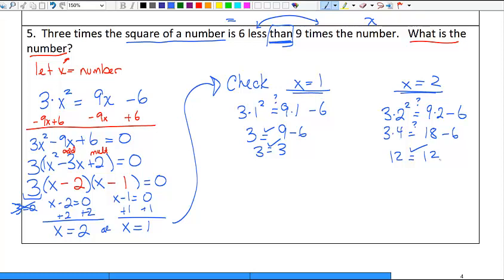Both of the answers will solve my word problem, but they don't go together. They're 2 unique answers. I just want to make sure you understand that it's not a pair of answers. And that concludes this lesson.